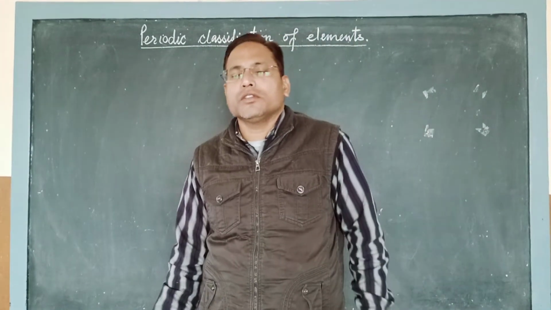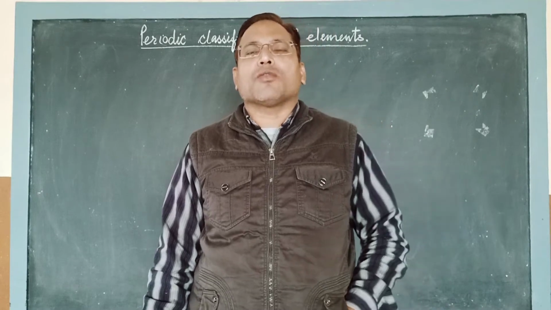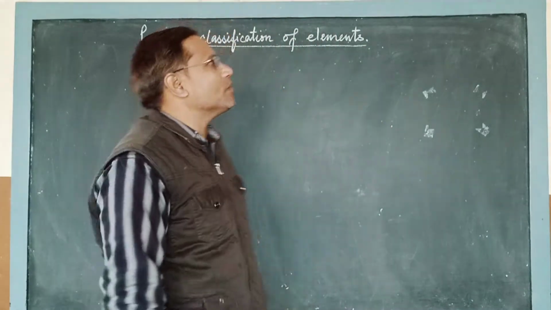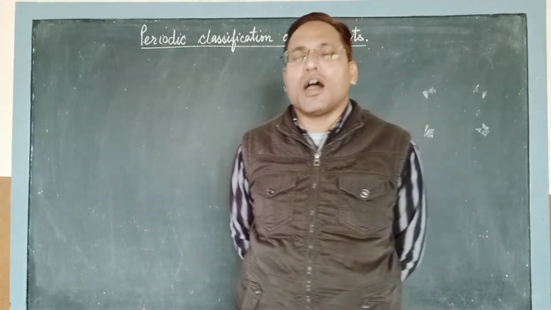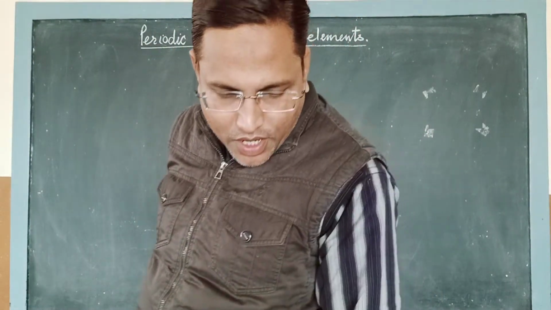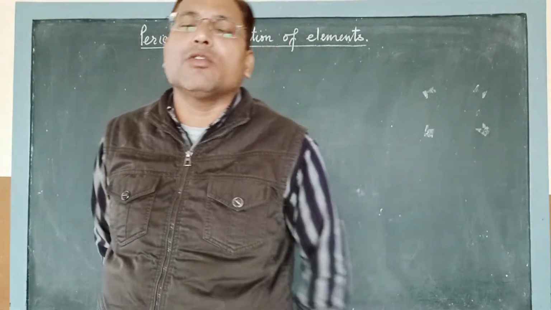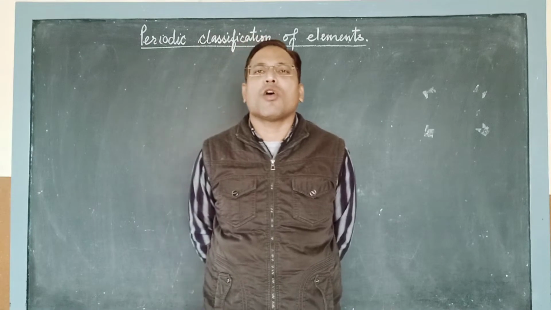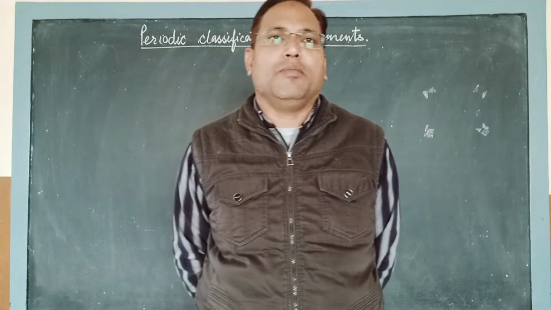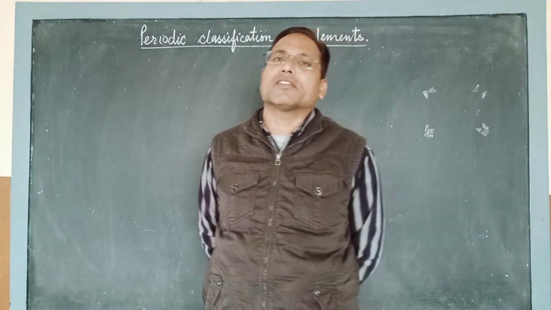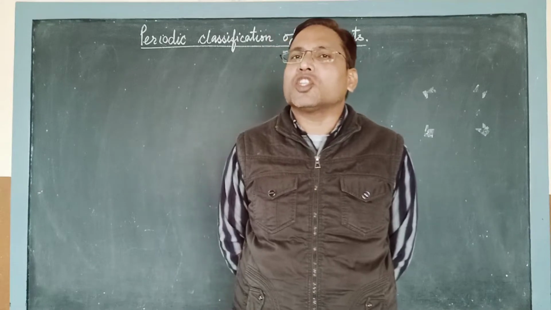Hello, good morning everyone. So in the first part of the video of this chapter, periodic classification of elements, we had seen up to the merits of Mendeleev's classification of elements. Today we are going to see the anomalies of Mendeleev's classification of elements. That means what were the demerits, what were the defects. So there are mainly three defects.